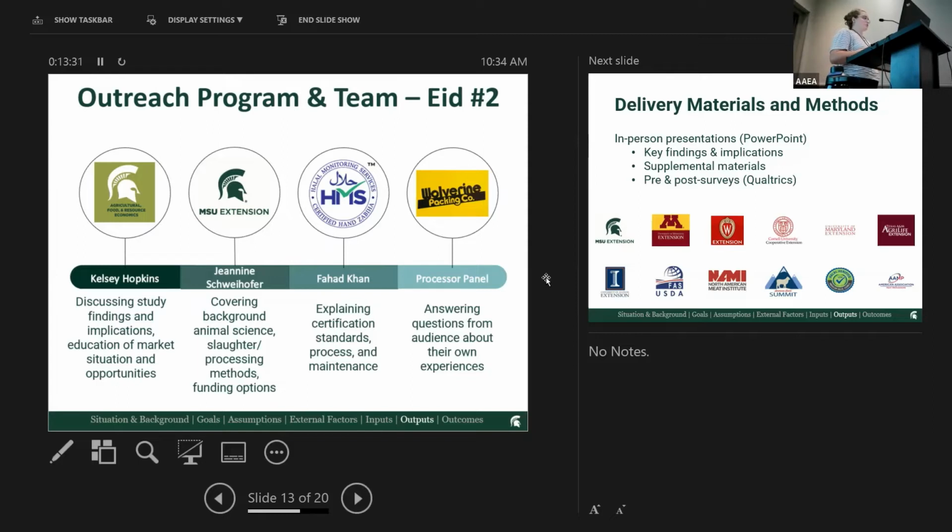Third, we have a representative, Fahad Khan, from the Halal Monitoring Services based in the Chicago area. That is one of the larger certification organizations in the US. He would be explaining certification standards for their organization, the process that you go through to get certified, and how you would maintain that certification in the long term. And then finally, we have the processor panel. That would be current halal meat processors throughout the US, Wolverine Pack & Co. in particular, in the Detroit area. They would be answering questions from the audience about their own experiences entering the market and how they've continued to be successful.